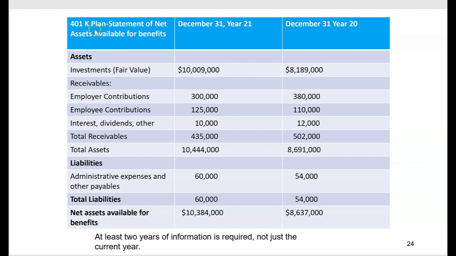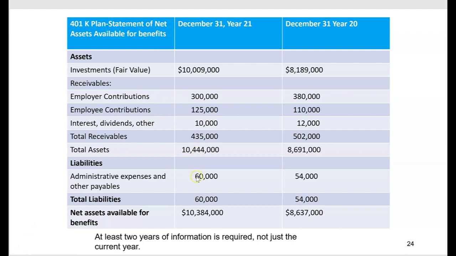So this is a 401k plan, which is a defined contribution plan, and the assets are shown at fair value. And you can see that the fair value increased, because at the end of year 20 it was about 8 million, and then at the end of year 21 it was over 10 million. While the investments are not the only asset, there are also some receivables here, the investments are the major asset in a pension plan. The receivables include employer contributions, employee contributions, interest and dividends, and then there's the total assets.